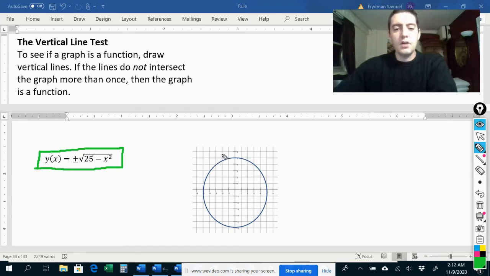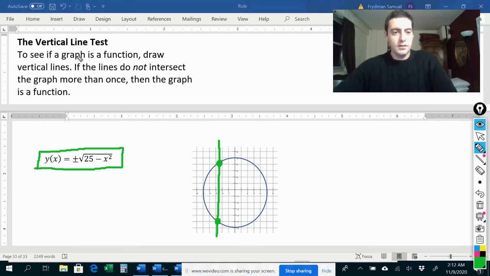Well, to find out, we would just draw vertical lines. So I'll draw a vertical line over here, let's say, and you can see that this vertical line that I drew intersected this circle at 2 points, right over here and right over here. So already I can see this graph is not a function.